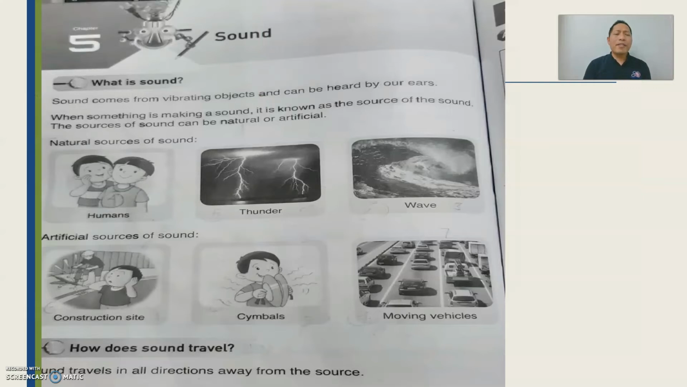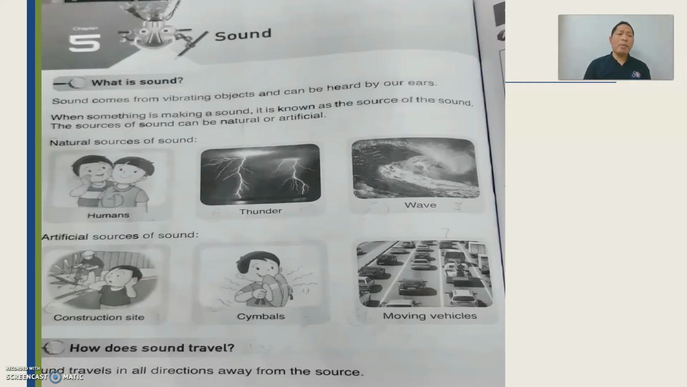Now, again, let's go back. What is sound all about? Sound comes from a vibrating object and can be heard by our ears. Our two ears can hear vibrating objects like clapping your hands, shouting, singing, stomping your feet. That's vibrating objects heard by our ears.